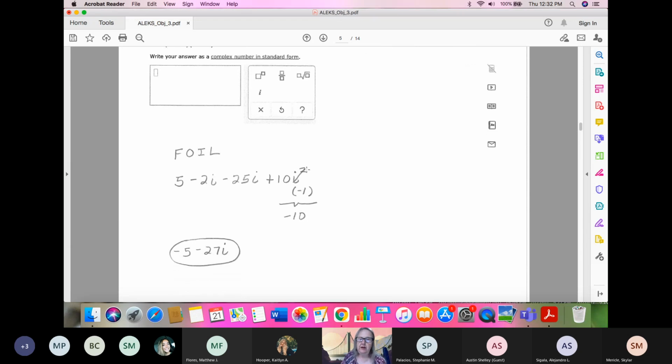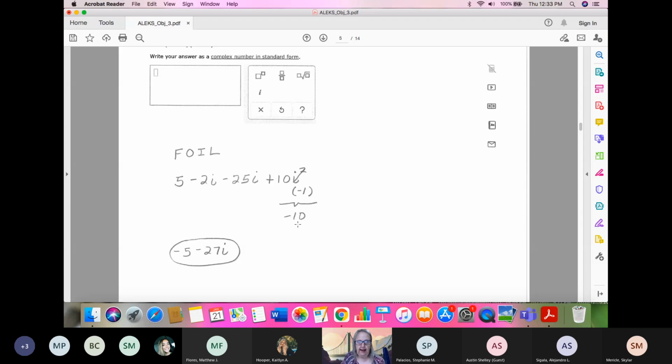Crossed out the I squared. I squared is equal to -1, but it's participating in multiplication here. There's an understood multiplication sign here. So I'm going to write this as parentheses -1 to remind myself that it's participating in multiplication. So let's go ahead and see what this is equal to. So we have 10 times -1. That is a -10.